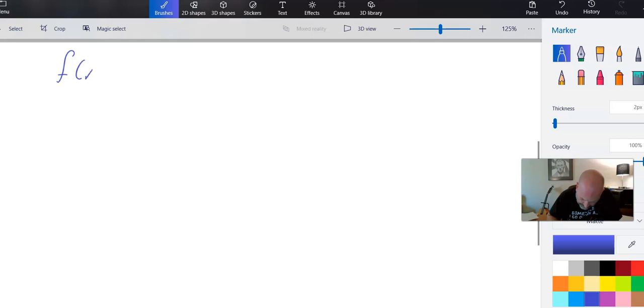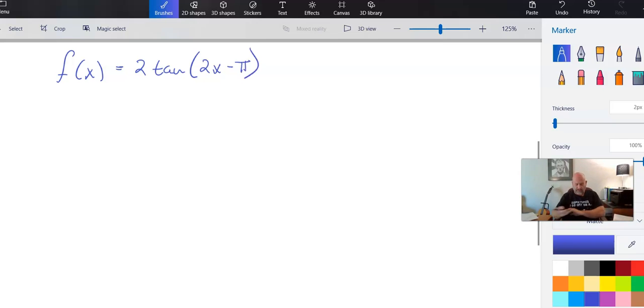So let's say f of x, it doesn't actually matter what I use as a variable, I'm going to use x in this case, is 2 tangent of, excuse me, let's do 2x minus pi. Okay, so we got some stuff going on here. Now, if you want to figure out what your period and your phase shift are.